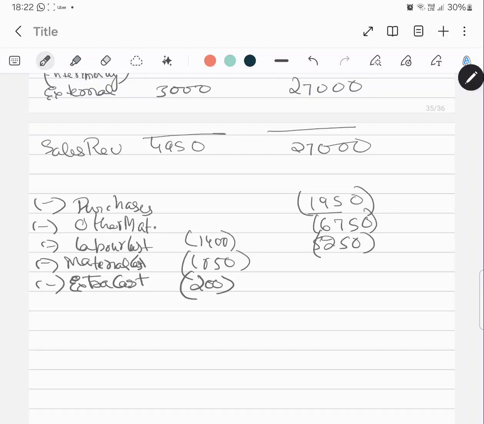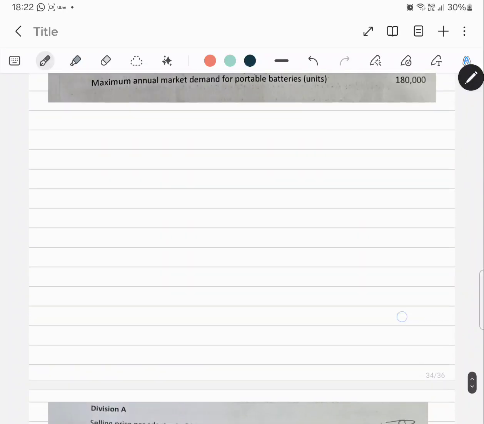Now let's calculate what is my variable cost. 1,400 plus 1050 plus 200, that is 2650, and this is 1950, 6750, 5250, and this is what, 13,950. Now this is 13,950, right? So profit, no, not the profit.